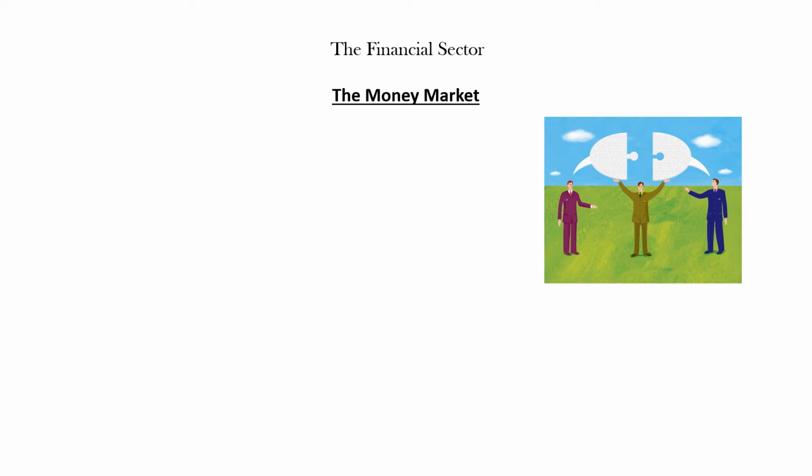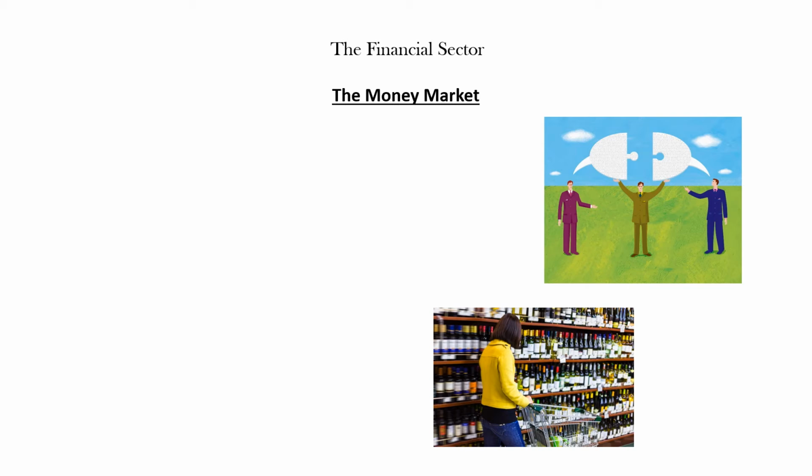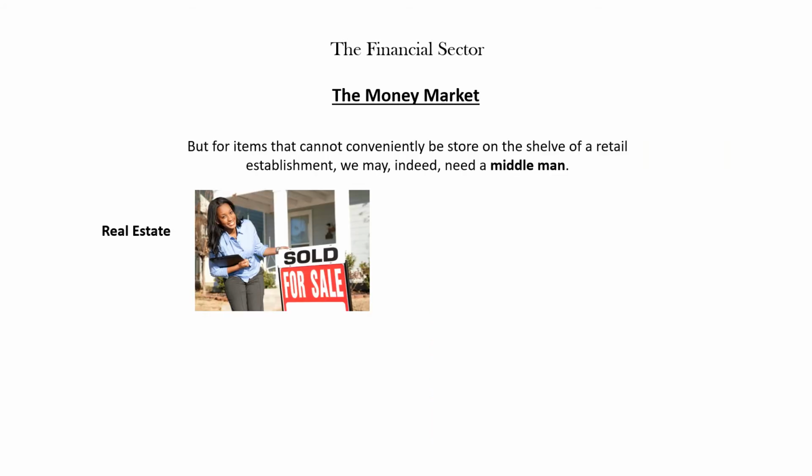The middleman brings together buyers and sellers. For most consumer purchases, we don't need a middleman. When I want a loaf of bread or a bottle of wine, I just go to the grocery store or the liquor store. We don't need a middleman for those kinds of purchases. But for items that cannot conveniently be stored on the shelves of a retail establishment, we may indeed need a middleman. For example, if you wanted to buy a house, how would you find a house to buy?